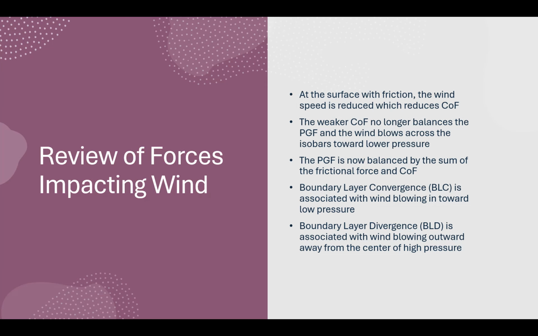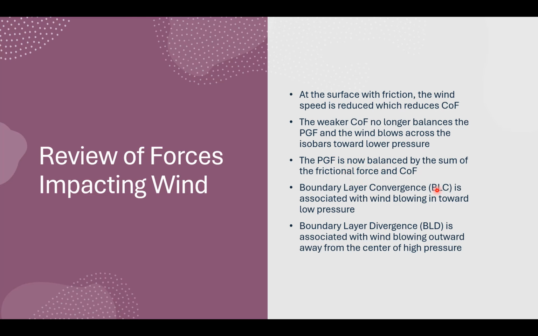So at the surface with friction, the wind speed is reduced. It reduces the Coriolis force, because Coriolis force is related to the wind speed, right? So these two do relate to each other. If I decrease my wind speed, that means my Coriolis force, my turning of those winds, is going to be less. The weaker Coriolis force, in this case, no longer balances the pressure gradient force, and the wind is going to blow across the isobars towards lower pressure. And then the pressure gradient force is now balanced by the sum of both frictional force and Coriolis force added together.